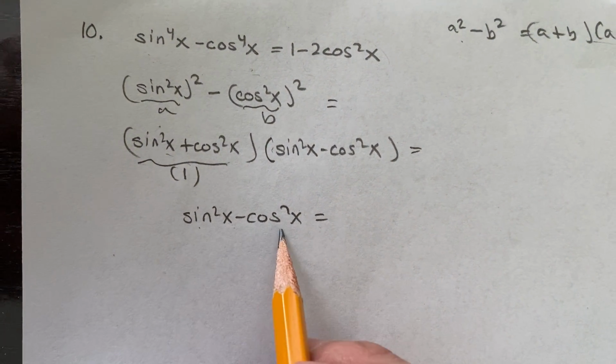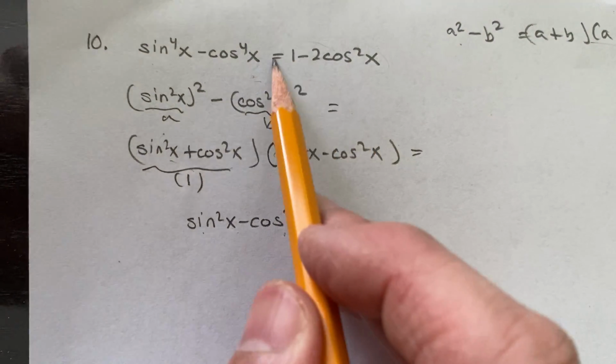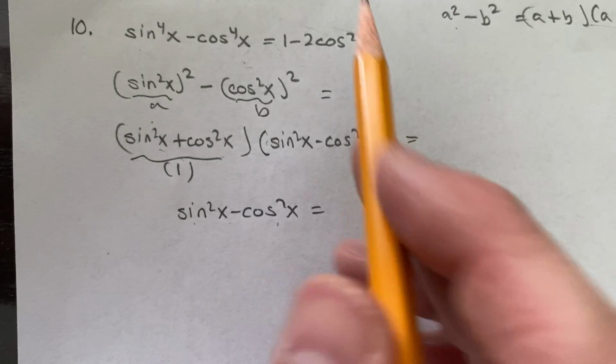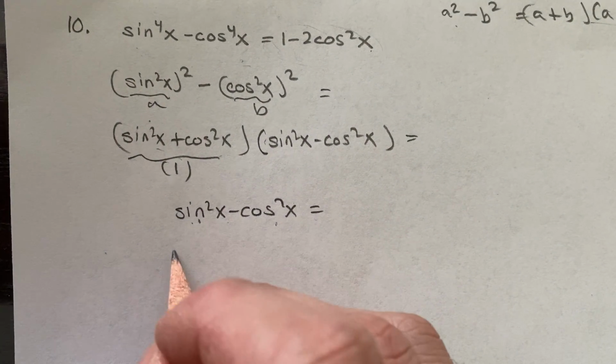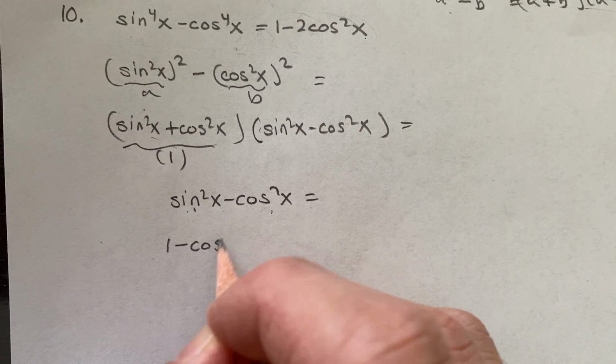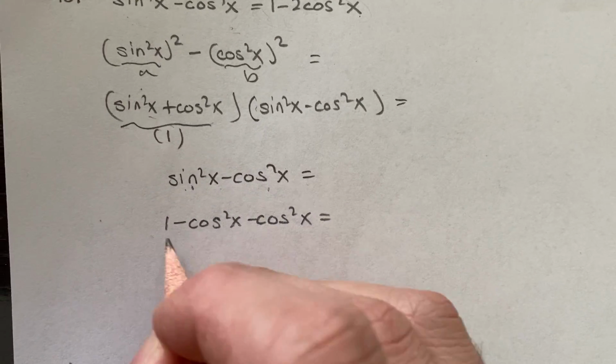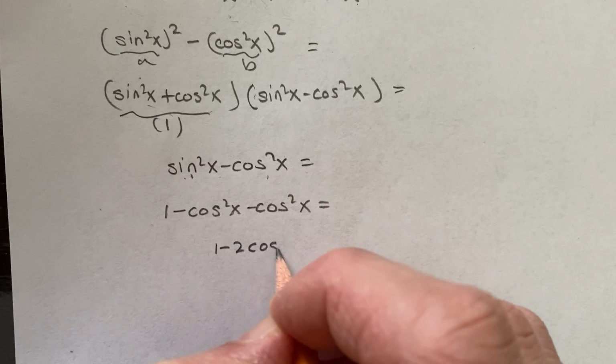Well, sine squared minus cosine squared, I need to make it look like this, right? And what looks like this is everything in terms of cosine. So substitute. Sine squared is 1 minus cosine squared x. Okay, so you really have to know that Pythagorean identity number 1. And now if you combine like terms, you're going to get 1 minus 2 cosine squared x.